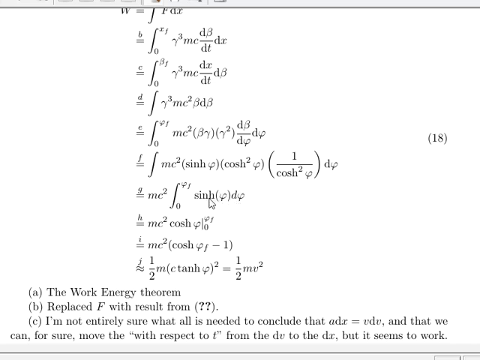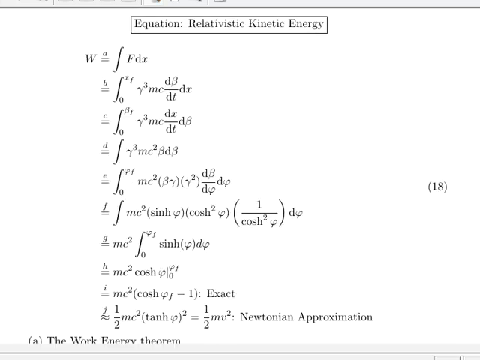And the integral of sinh phi is cosh phi. We plug in our 0, we plug in our final rapidity, and we just end up with a simple expression of mc squared times cosh phi final minus 1. So in the end, we get this calculation of mc squared cosh phi final, and then cosh of 0, so that's minus 1.